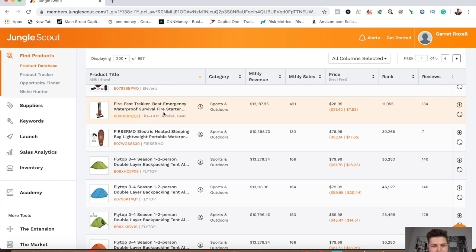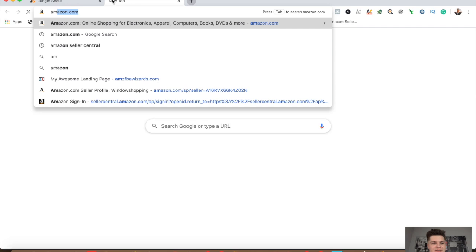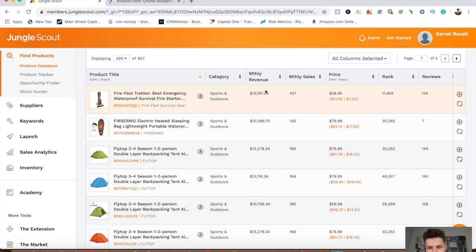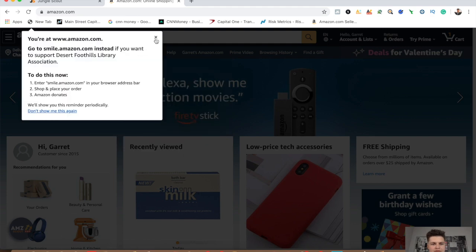A waterproof survival fire starter kit. I don't know, you might want to look more into selling a product like that, the rules and regulations, but let's look up and see if it's actually selling well. Shows right here it's doing $12,000 per month. So let's do some more research.